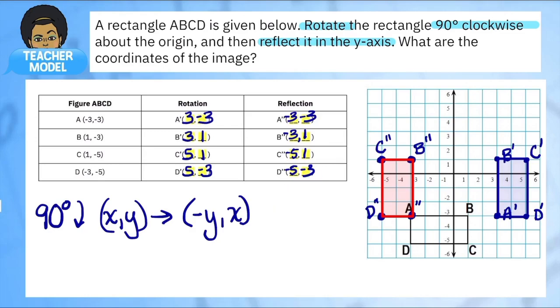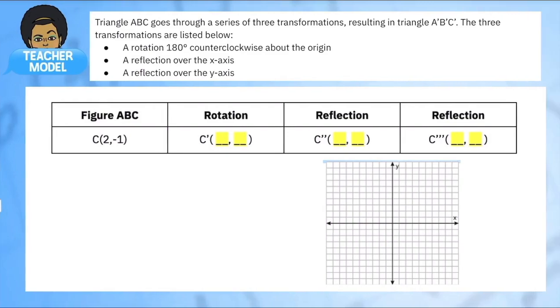And we're going to do one more example. Math Marbles, in this problem we have not one, not two, but 3 transformations happening. So let's look at this one over here. It says triangle ABC has gone through a series of 3 transformations resulting in a new triangle. The 3 transformations are a rotation of 180 degrees counterclockwise about the origin, a reflection over the x-axis, and then a reflection over the y-axis. But we're only going to look at one point, which is point C.